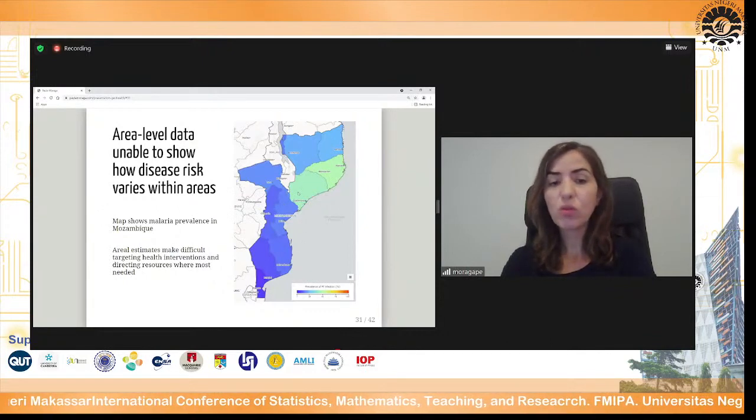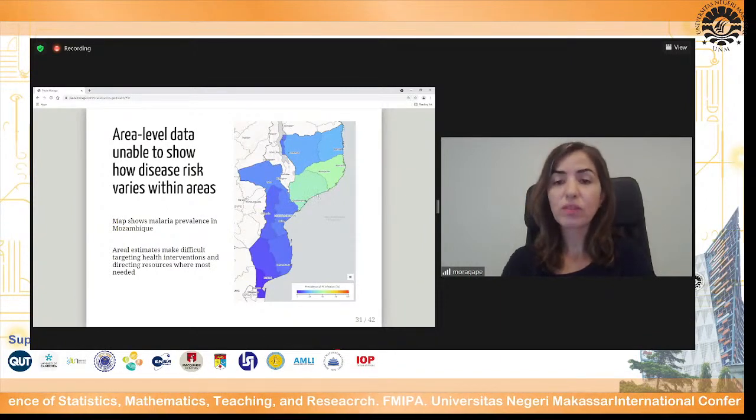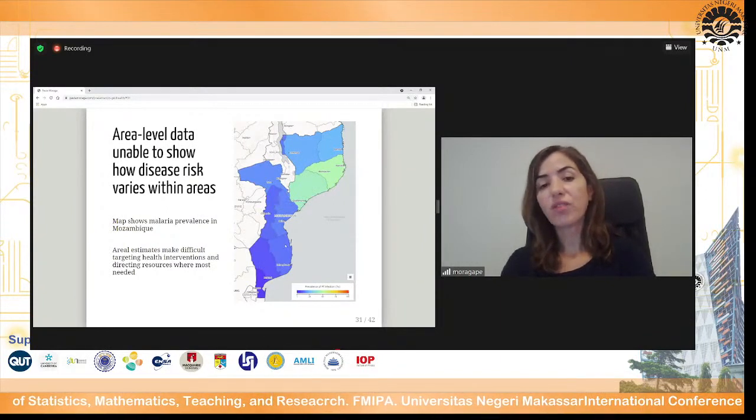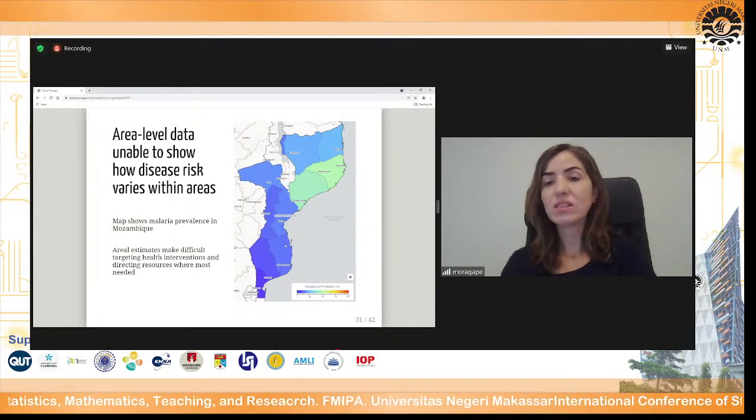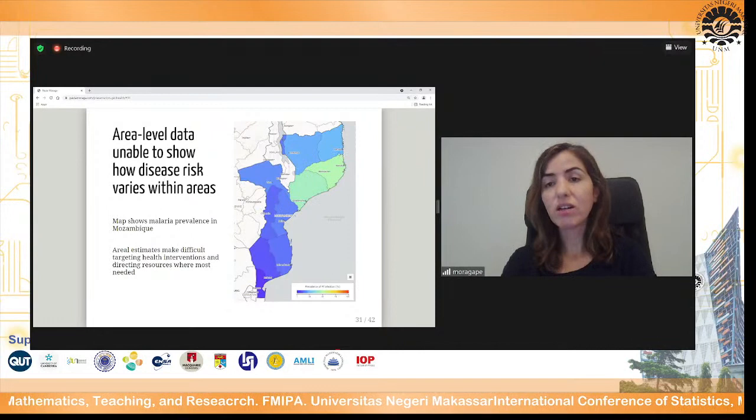Here, for example, we have a map that shows malaria prevalence in Mozambique. Here we can see that in the north, the prevalence is higher than in the south. And this gives us an idea of the burden of the disease, but this is not very useful for decision making because in a given area, we only have one value and we don't know how disease risk varies within this area.